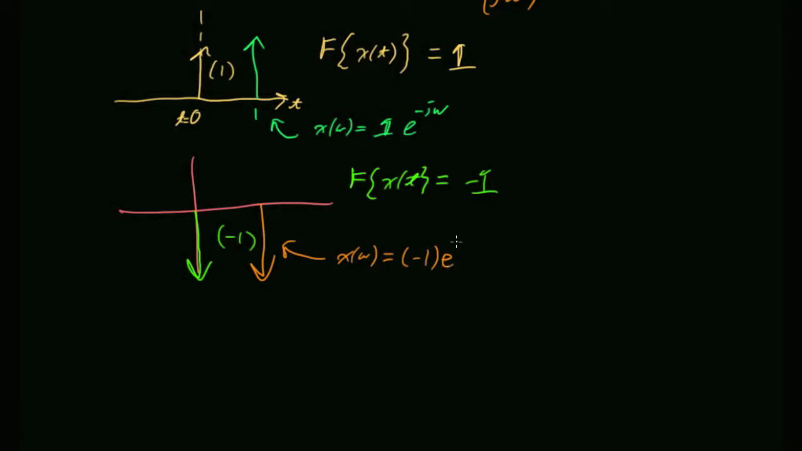What if I shift it to the left by 1 unit? 1 e to the positive j omega. And if I take this guy and shift it to the left by 1 unit, it'll be minus 1 e to the positive j omega. So the minus 1 tells me that the area of the impulse is negative 1. And what's going on in the exponent tells me the shift.